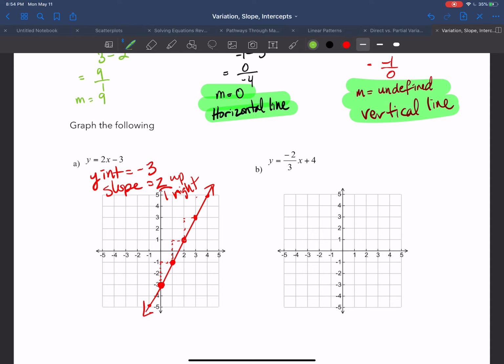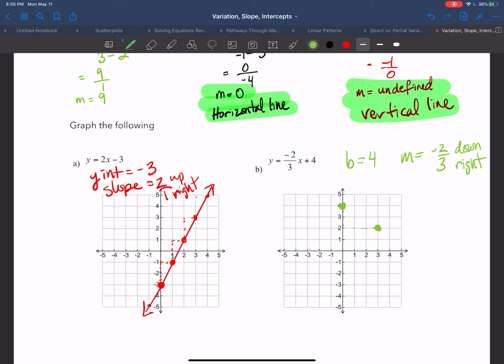Okay, same thing here. My b value, or my y-intercept, is +4. My slope, or m, is -2 over 3. So it doesn't matter where the negative is, it just makes it a negative slope. So you know it should be going down. From left to right, it should be decreasing. So I'm going to go 2 down and 3 right. Okay, just one of the directions has to be negative. So either down and right or up and left. Doesn't matter which one. So if my y-intercept is 4, from there I go 2 down and 3 right. There's a new point.